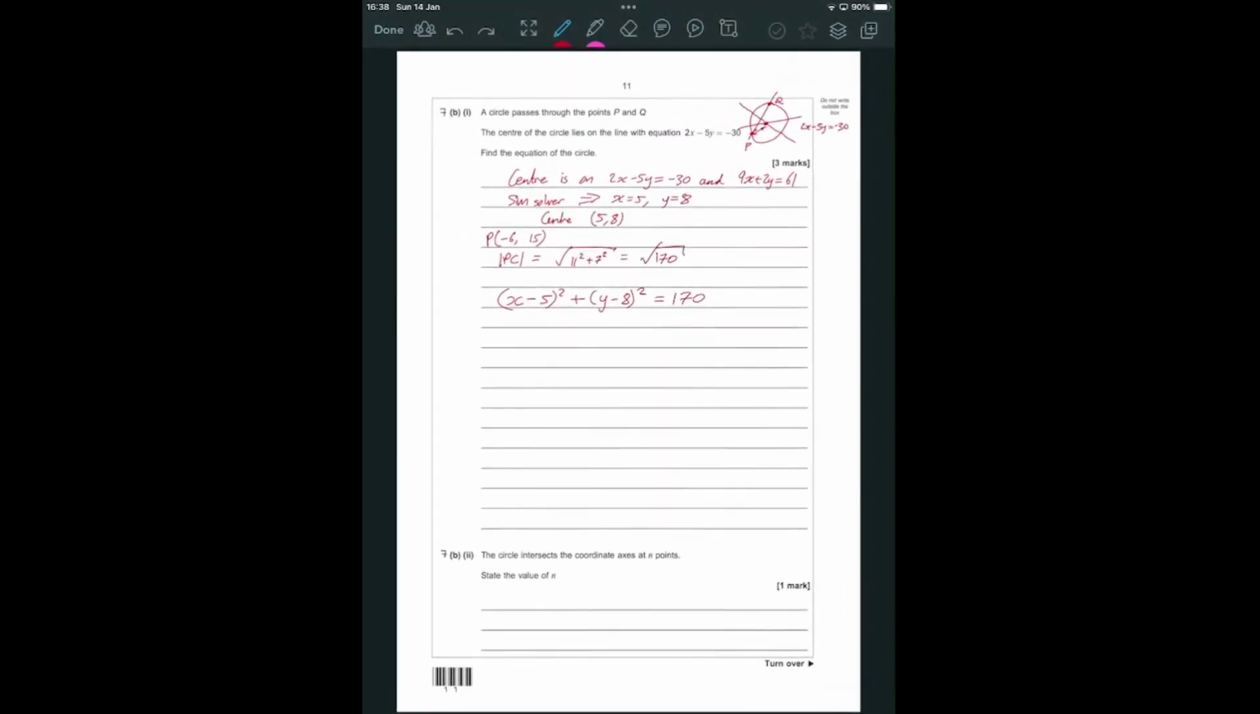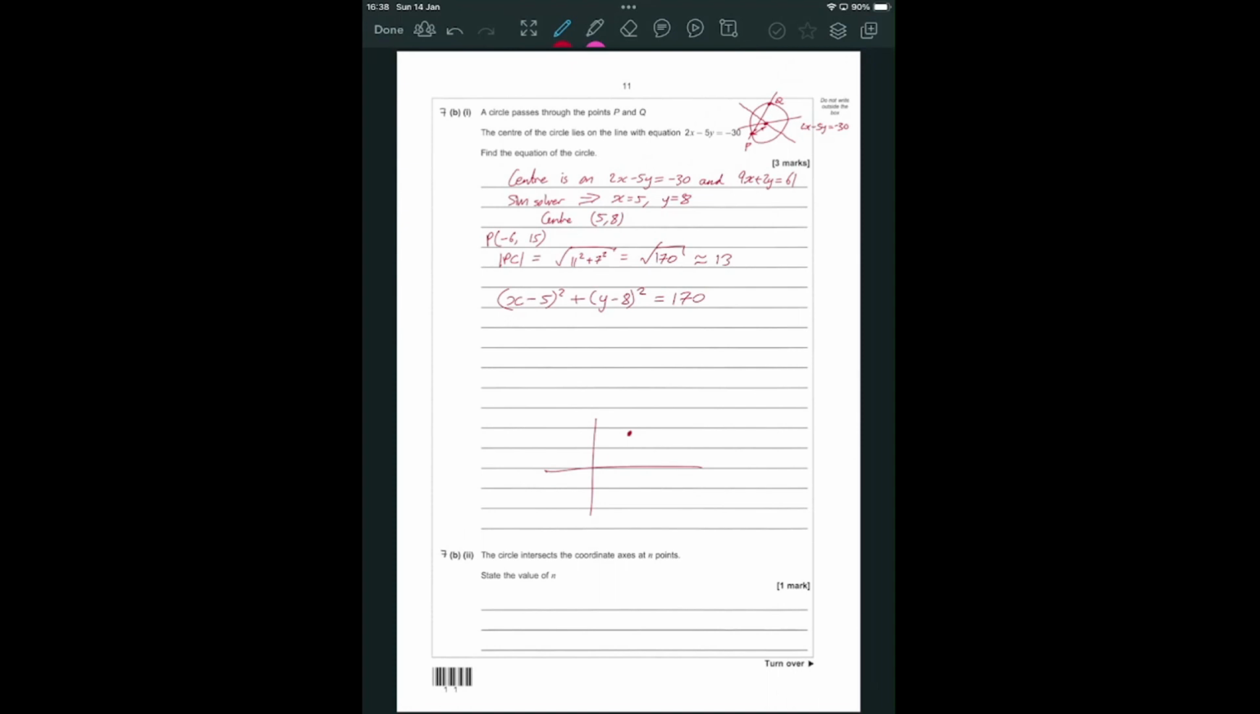The circle intersects the coordinate axes at n points. Okay, well, that's a bit interesting. Two ways to do this question. I'm going to do it one way and then I'll tell you the hint. One way is to have a quick sketch. So there's my 5, 8. Root 170 is 13, just over 13.